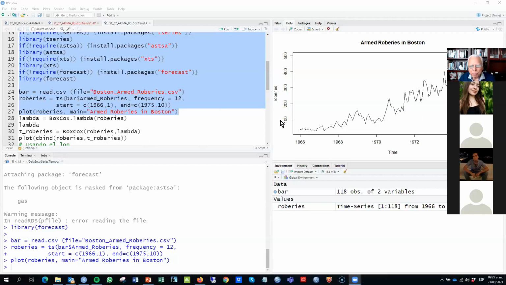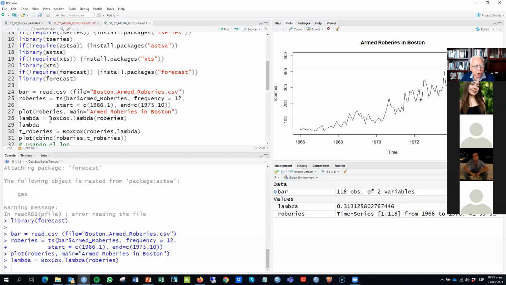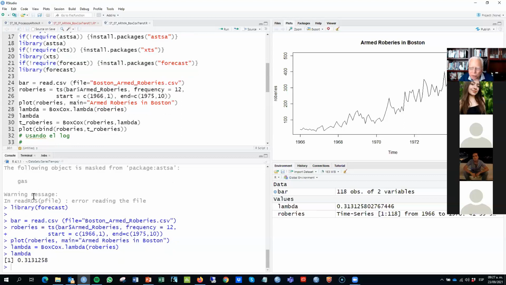So we saw earlier that there's a clear pattern here that shows that the variance is not constant. So we need to transform the data first. That's the first step. So I compute lambda. I use the function BoxCox.lambda. This gives me the optimal value of lambda to make the variance constant. And if you see here, lambda is 0.31.